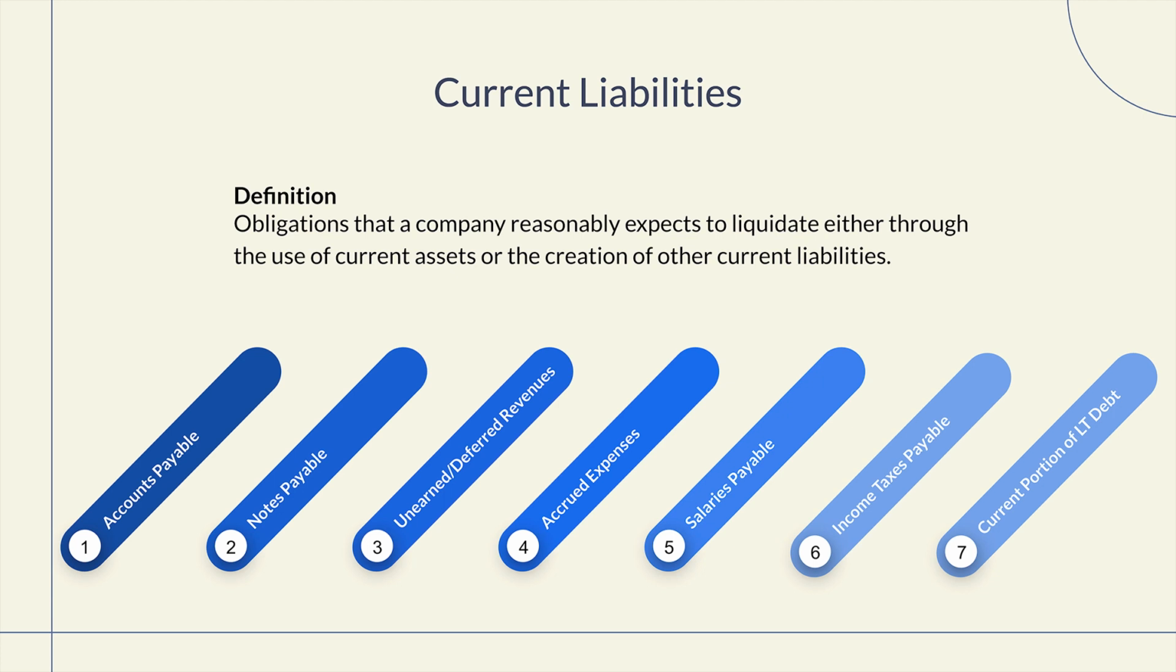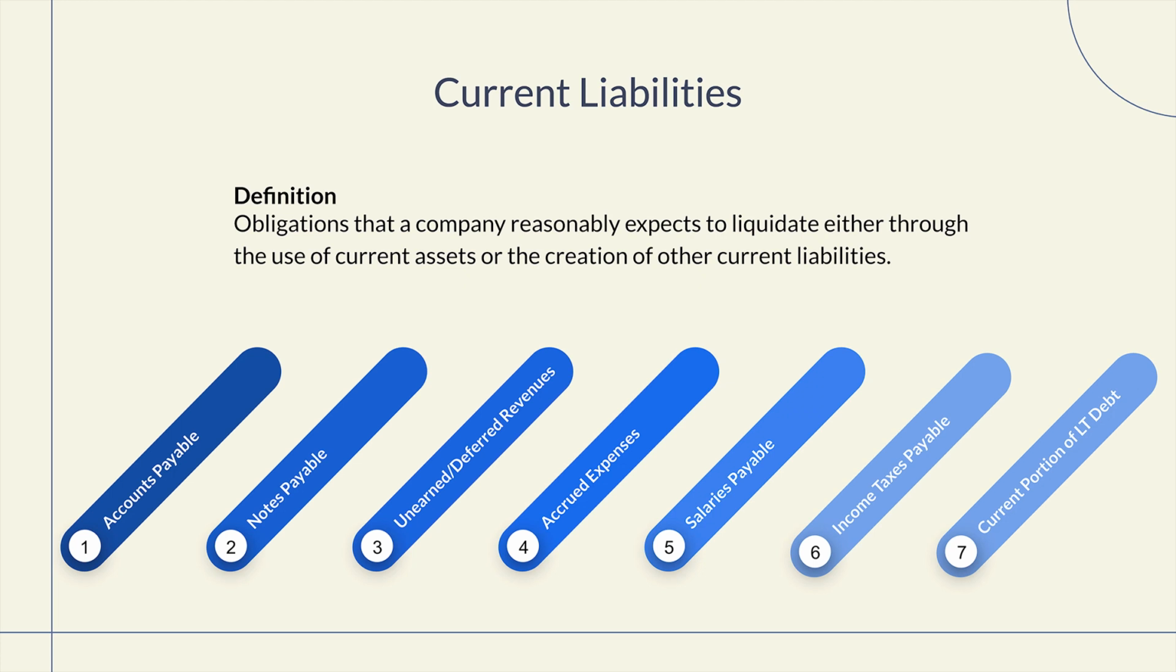We will specifically focus on accounts payable, notes payable, unearned or deferred revenues, accrued expenses, salaries payable, income taxes payable, and current portions of long-term debt. Accounts payable are obligations to suppliers of merchandise or services purchased on account, usually with payment terms ranging from 30 to 60 days. Notes payable are written promises to pay cash at some future date. Unlike accounts payable, notes usually require the payment of explicit interest in addition to the original obligation amount.